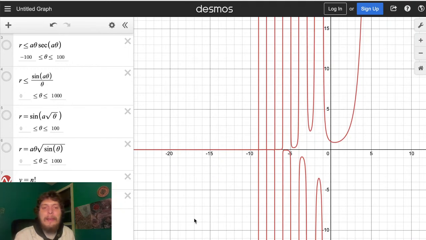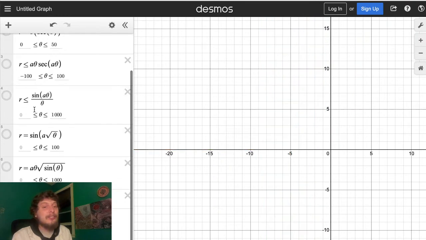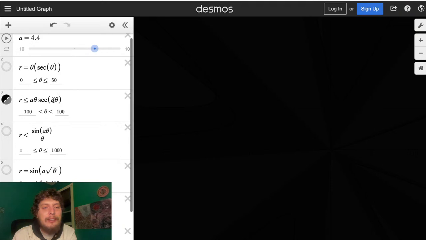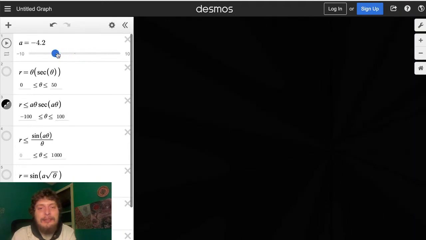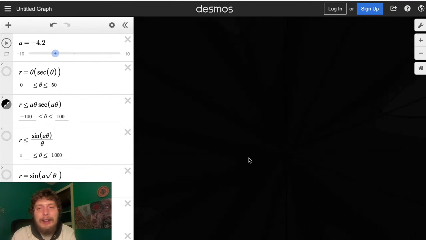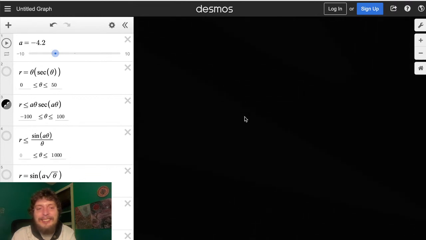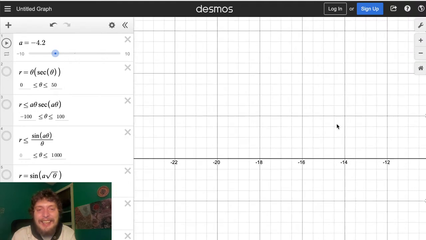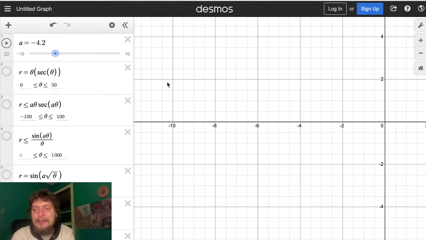So, factorials in the midst of all this stuff might be a bit too crazy. Like, we can try throwing a factorial on one and seeing what happens, but sometimes it just makes it too crazy. Wait, am I zoomed too far in or out? Uh-oh, I'm lost in the darkness. Where am I? Okay. There we go.